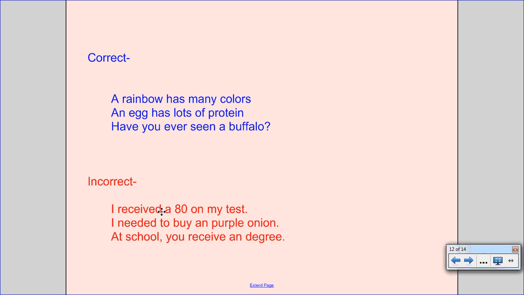Incorrect: I received a 80. Eighty begins with an E, so that should be an. I received an 80. I needed to buy an purple onion. That is incorrect. And at school, you receive an degree. No, you receive a degree.